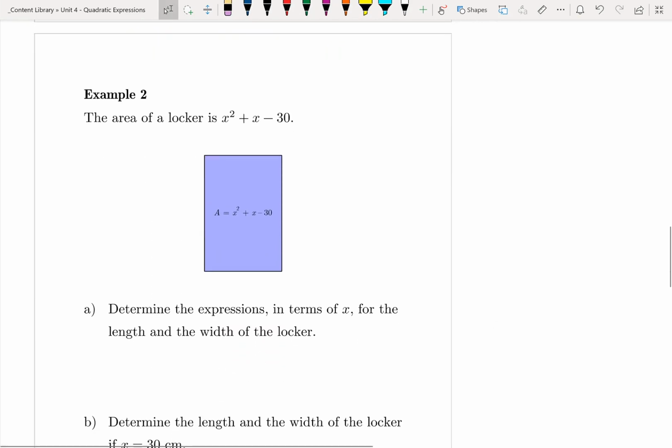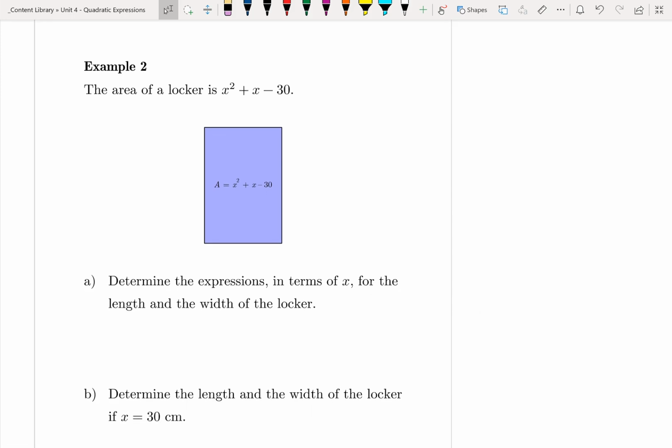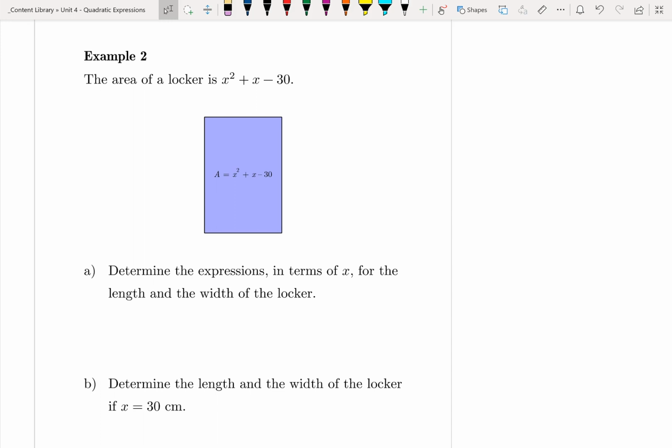So example 2, the area of a locker is x² plus x minus 30. We need to determine the expressions in terms of x for the length and the width of the locker. So same type of question we've been doing in the past. We want to find our length and our width.